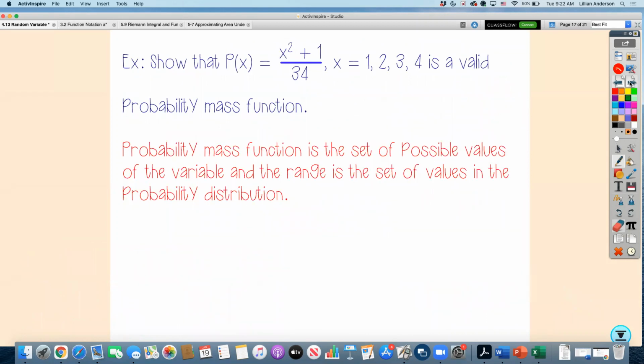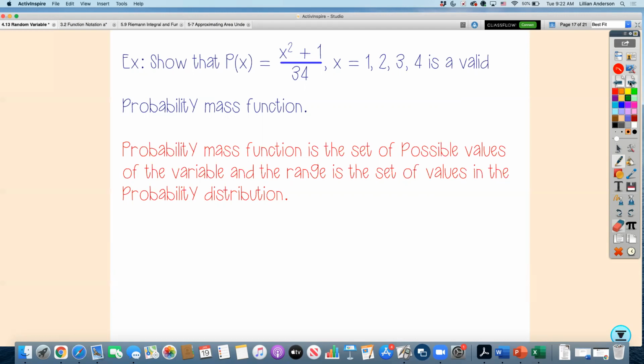Now, this doesn't always have to revolve around a word problem where you have to create your own table. You could be given a probability mass function, which is essentially an actual function, okay? A probability mass function is the set of possible values of a variable, and the range is the set of values in the probability distribution.